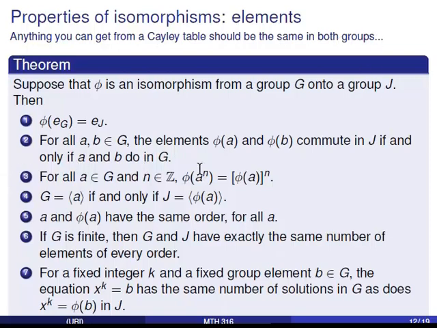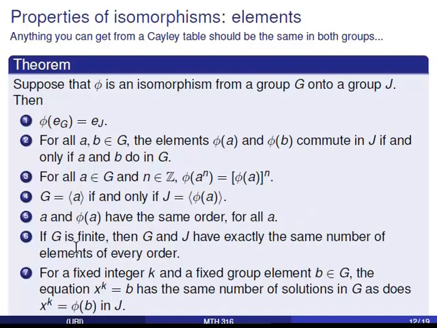Moving on in our list here, for all A in G, and for every integer, positive, negative, or 0, the nth power of A needs to be mapped to the nth power of phi of A. This follows from the operation preserving property of the isomorphism. A group G is cyclic and generated by A if and only if J is generated by the image of A under the isomorphism. It turns out that A and its image have to have the same order no matter which element you're talking about.